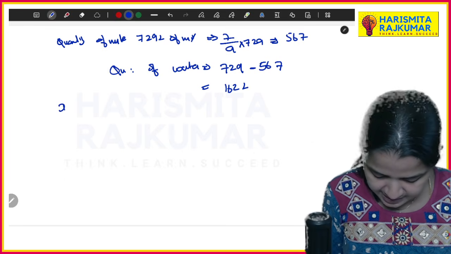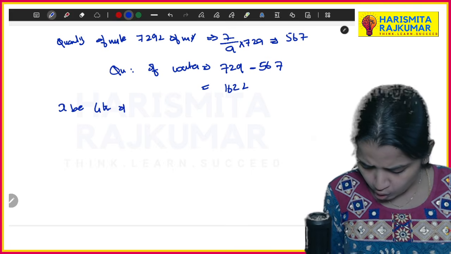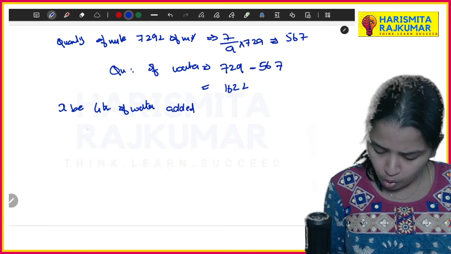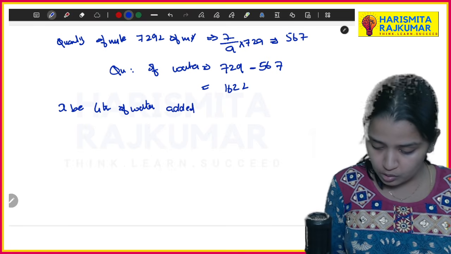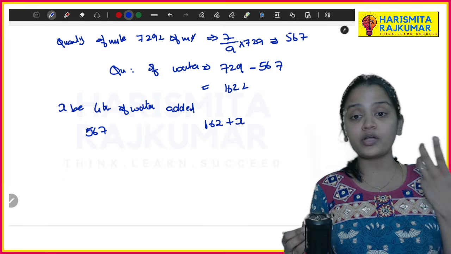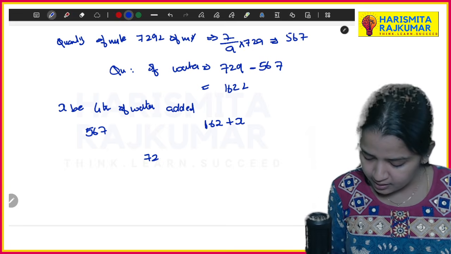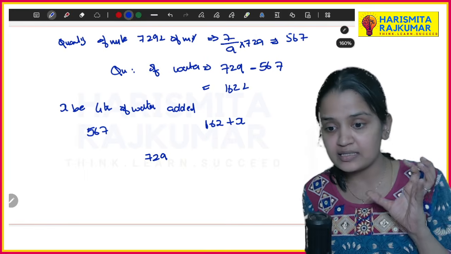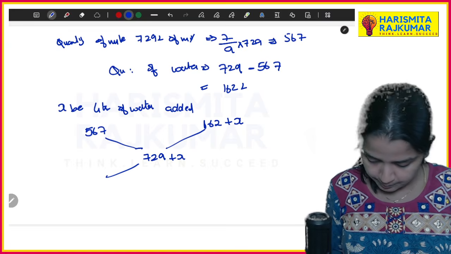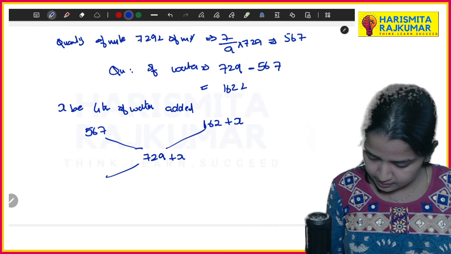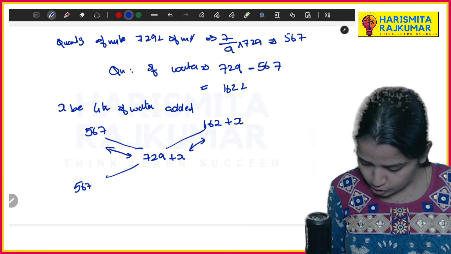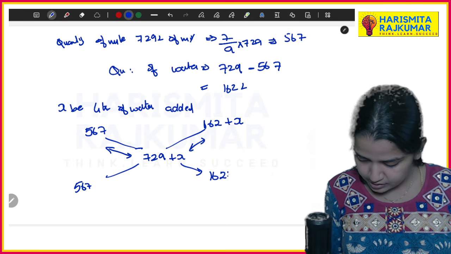So now let X be the liters of water added. So the added water, let it be X. So originally, you have that formula, no? Which is 567, and you will have 162 plus X, some extra amount you're adding. So you'll get the total mixture as 729 plus that X amount of water you're adding. So what you'll do, you have to just subtract. When you subtract these two, you'll have 567. When you subtract these two, you'll have 162 plus X.